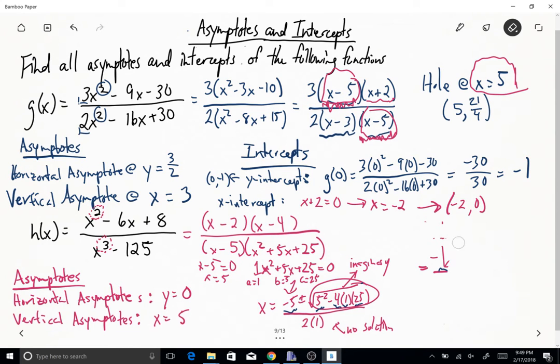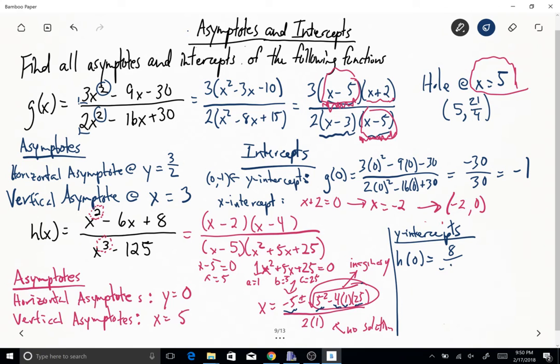So we have intercepts left, right? And so we have that bit. I'll try and fill this in with this last piece. Our y-intercept, remember, is just plugging in 0 for the x. And remember, I also gave you a shortcut. You plug in 0 for the x's, all the x terms disappear and you're left with just constants. So it's 8 over negative 125, and you're done. So your y-intercept is 0, negative 8 over 125.